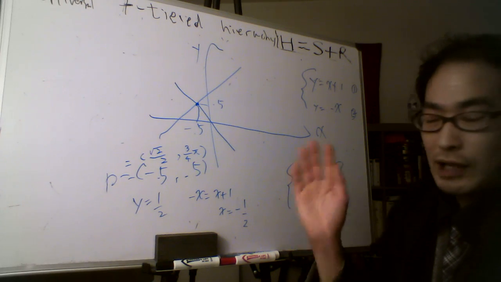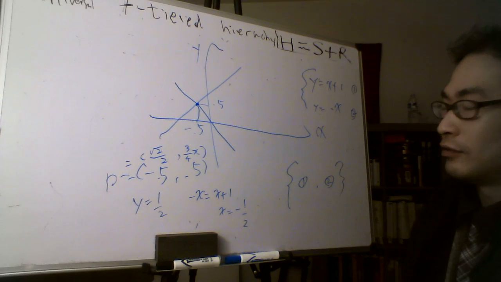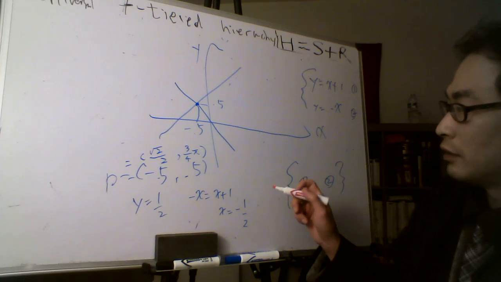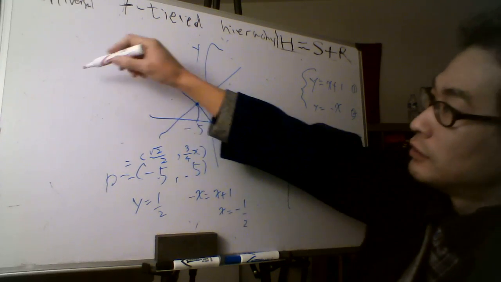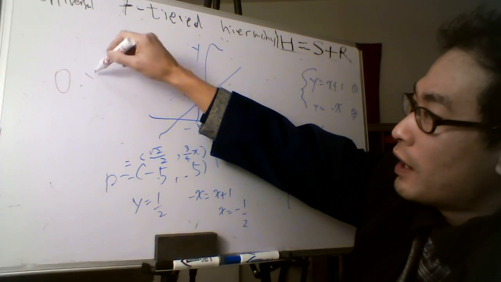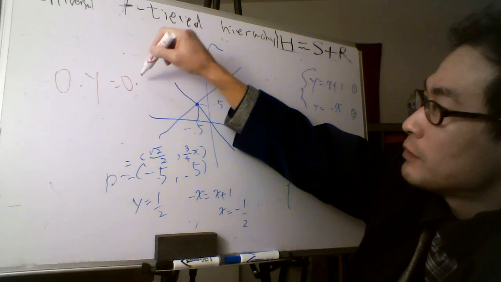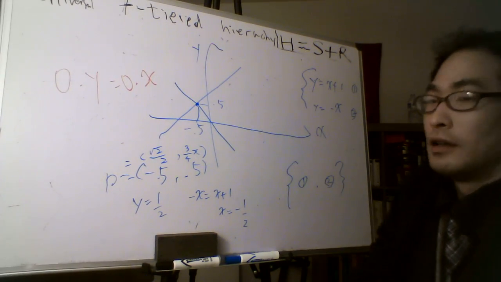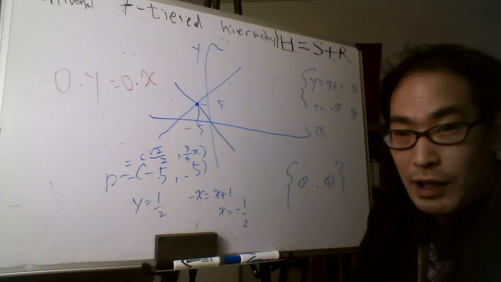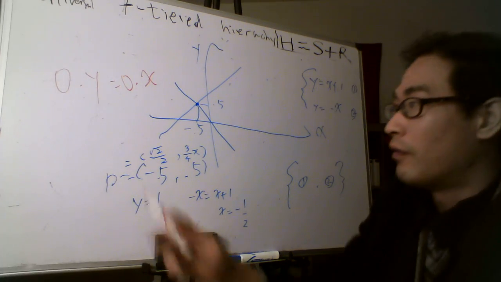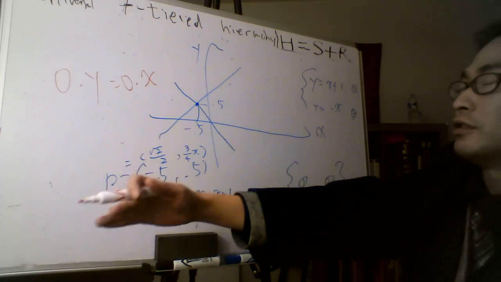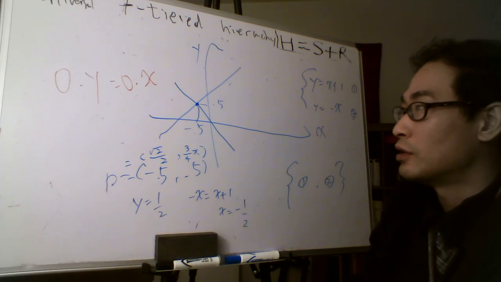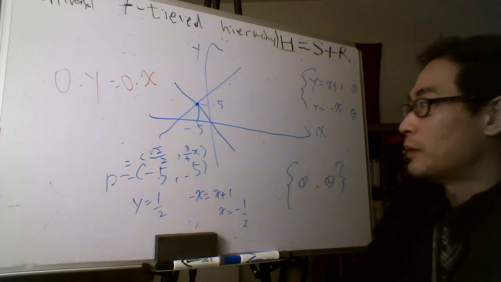Okay, time's up. All right, it's this. Maybe you got it. It's 0 times y is equal to 0 times x. This way, x and y can be any value, so it covers the entire two-dimensional space. So that's the equation for two-dimensional space.